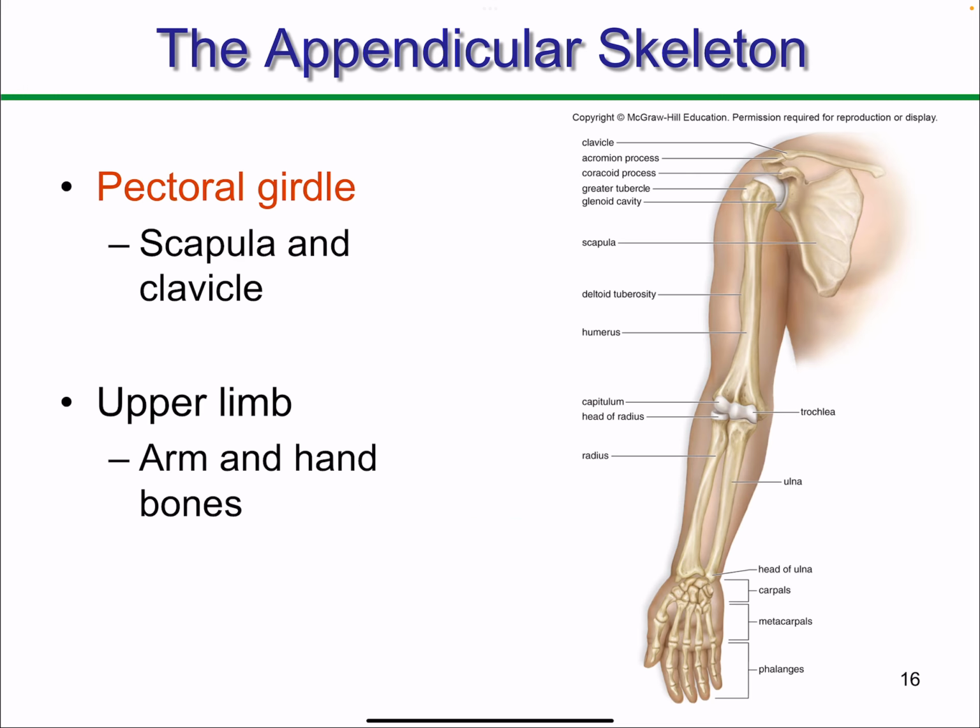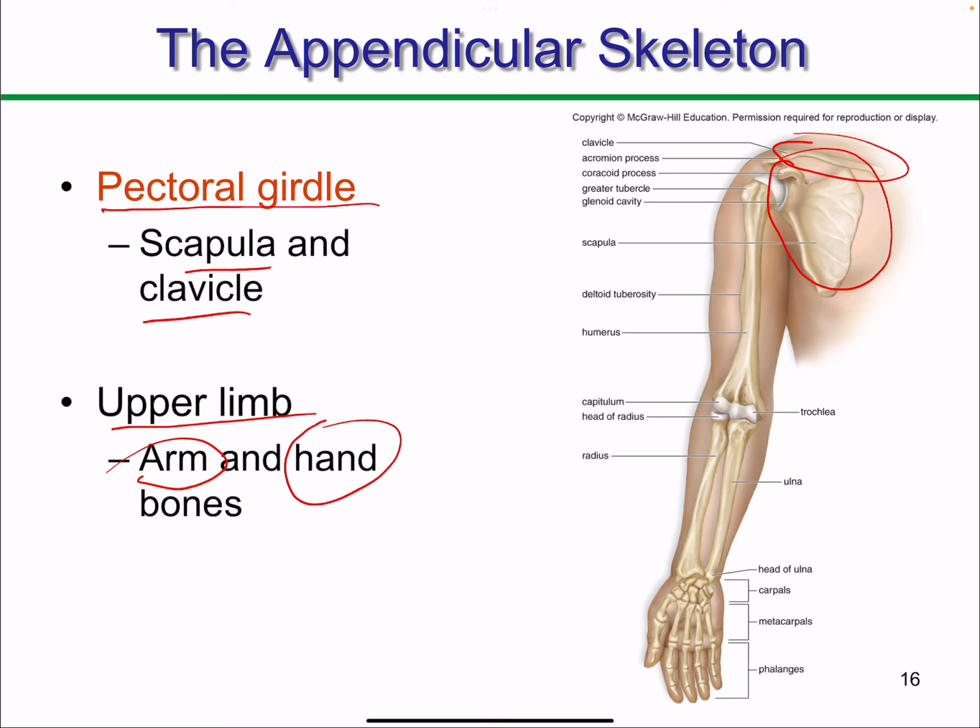All right. So now, let's dive into the appendicular skeleton. The first step is going to be the pectoral girdle. Here we have the scapula and the clavicle. To that, you are going to have the upper limbs attached. In the upper limbs, you're going to have your arms and the hand bones. In the arms, you're going to have the forearm and the arm itself.